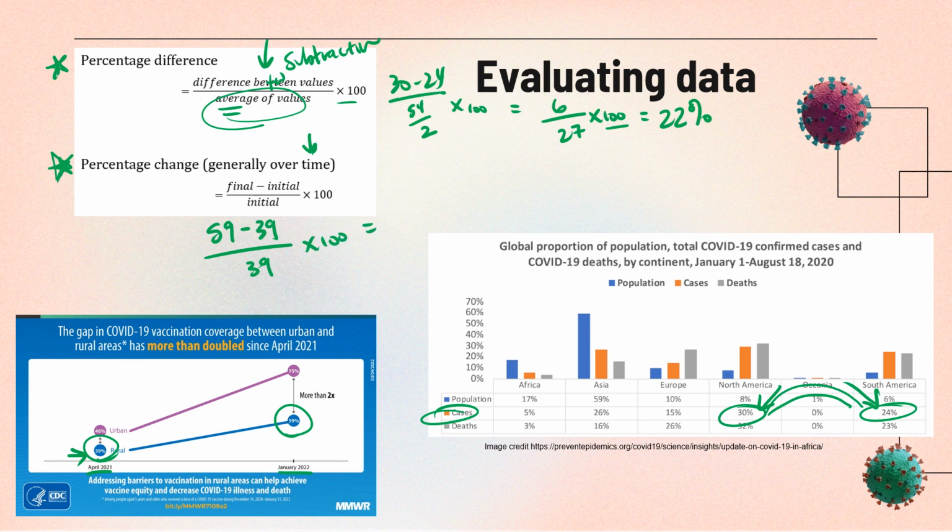Again, handy dandy calculator time, 59 minus 39 is 20, divided by 39 times 100 is going to be 0.5128, so many digits, I'm going to round that to 51%. So there's a 51% change in the numbers of vaccinations in rural America between April 21 and January 22.